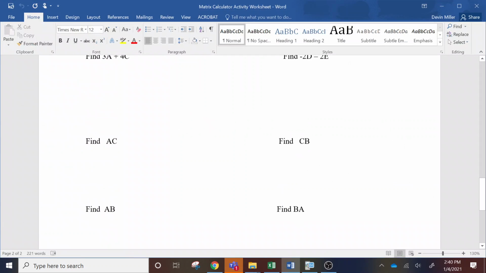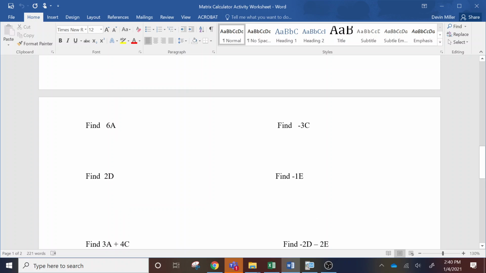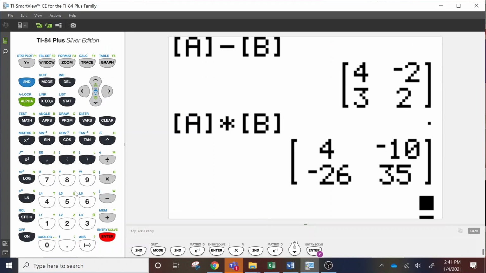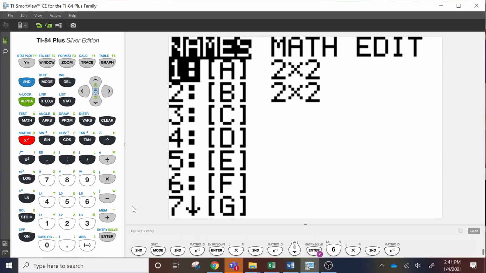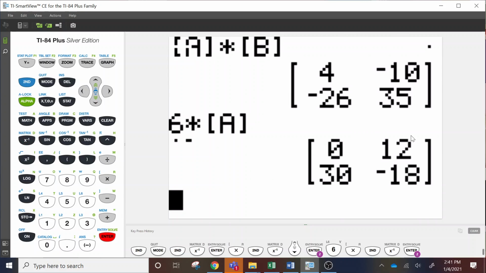Some other ones on here they could do, we have 3A plus 4C, negative 2D minus 2E. Since I don't have the other ones stored in here, I'll show you what 6A looks like. It just means 6 times A. So you're going to do 6 times and then find matrix A. Second matrix. A is highlighted. There it is. And you hit enter. And there's the answers. So that's if you were to multiply everything in matrix A by 6.